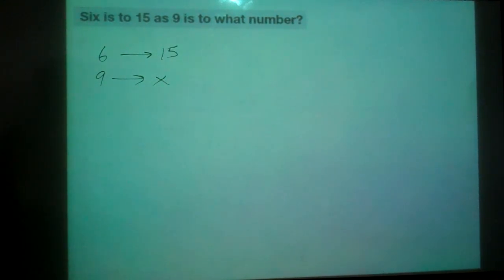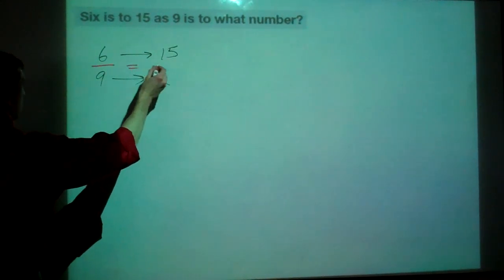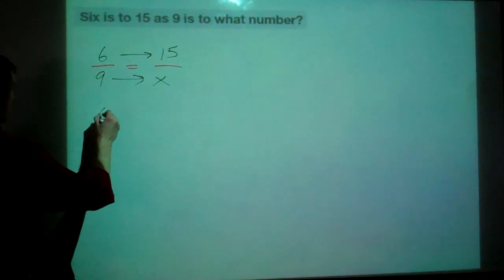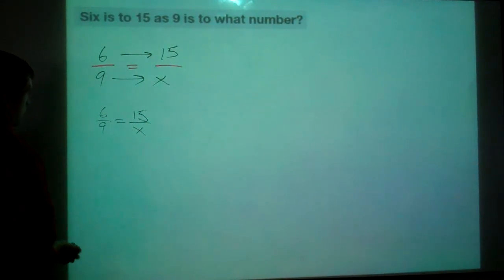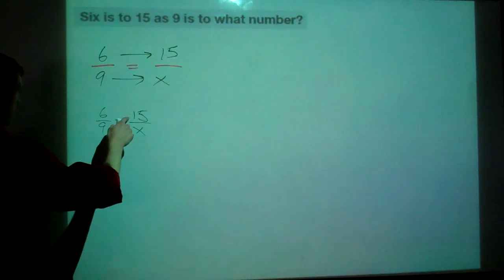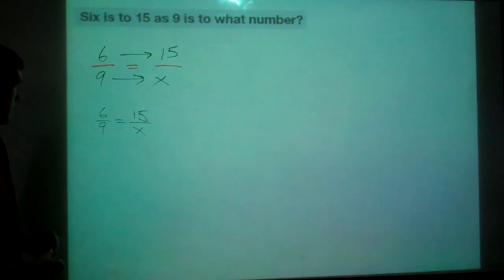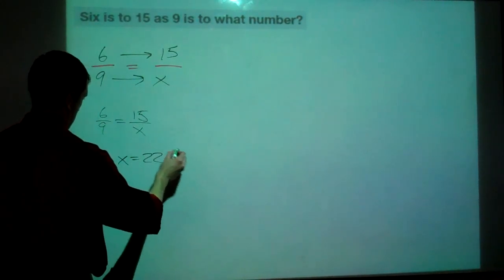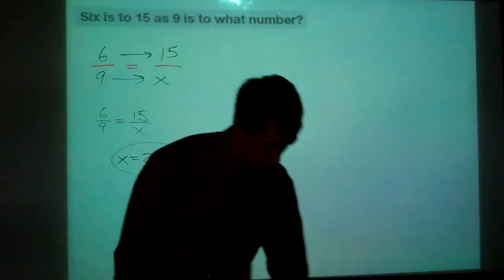Okay? So if we just do that, we have everything actually set up the way we want. So here's how we do that. 6 over 9 equals 15 over x. And then we have a proportion. 6 over 9 equals 15 over x, and we should be able to get to our answer. 9 times 15, and then divide by 6. And if we do that, we should get 22 and a half. Right there. Alright? And that should get us to our answer.